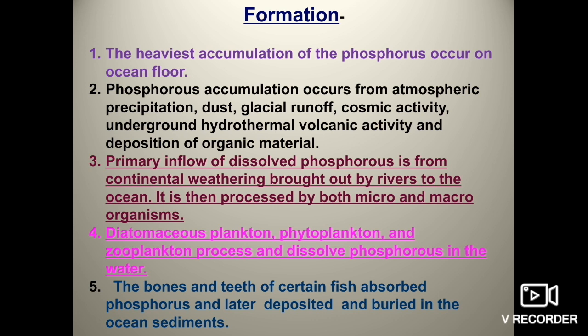So the journey is very important. The primary inflow gets the material from the rivers, which comes via rivers to the oceans, and then they are attacked by the microorganisms as well as macroorganisms, especially the diatomaceous plankton, the phytoplankton and the zooplankton. So the bones and teeth of certain fishes absorb phosphorus and later are deposited as well as buried in the form of ocean sediments. So the whole journey is very important.